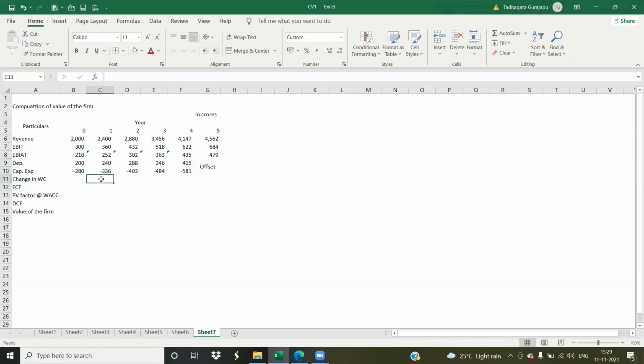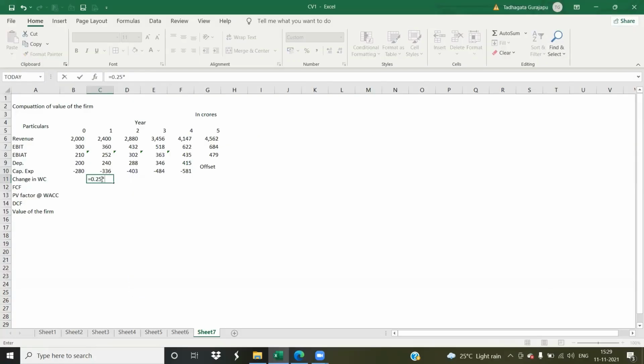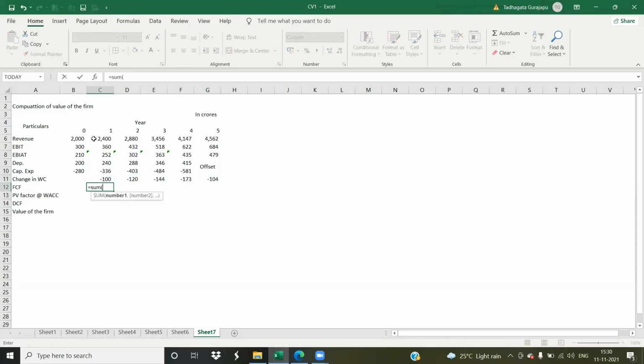Okay. Next, change in working capital. What is that working capital? It is 25% of revenue for all times. That is 0.25. So here we require change, right? So this is revenue at year 0 minus revenue at year 1. No, there is something wrong. We just need to copy this. Okay. Yes. Next, future cash flow. This is the sum of all this, right? Yes.